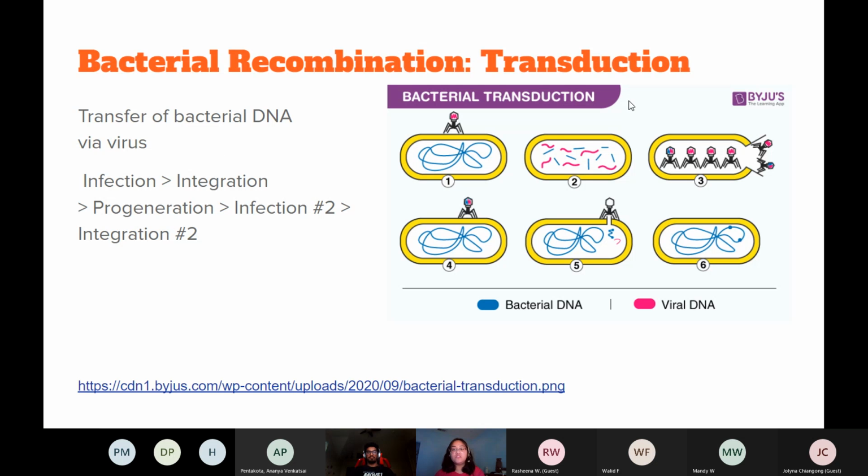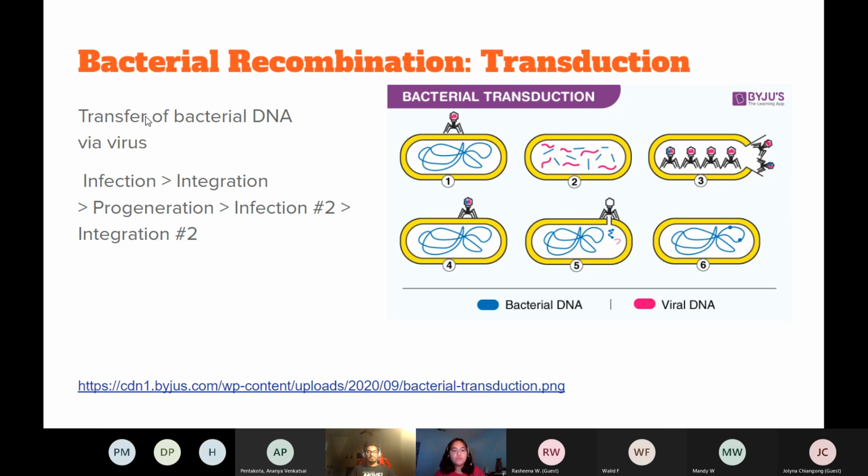And then lastly, we have transduction. Transduction is different from conjugation and transformation in that it requires a vector. And most of the time, a vector is a vector. By vector, they mean that the bacteria can't do it on its own. So it needs an outside partner to help aid it in incorporating new DNA from the outside.